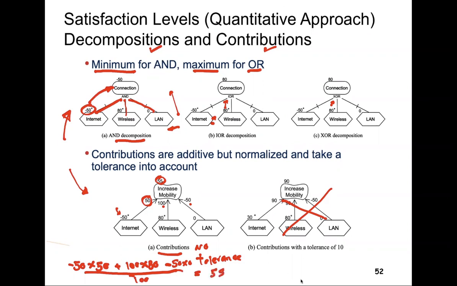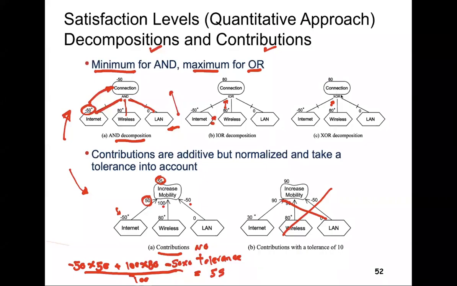So this is how you propagate the level from the bottom of the tree into the high level of the tree. And then this really helps on identifying a satisfaction level at the actor level, at the final high level of the tree.